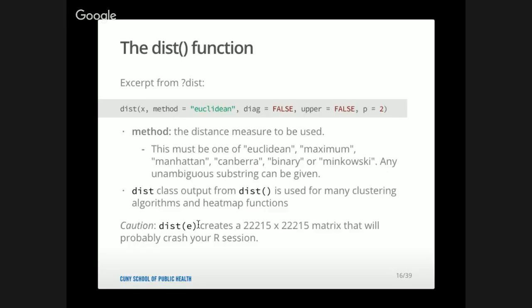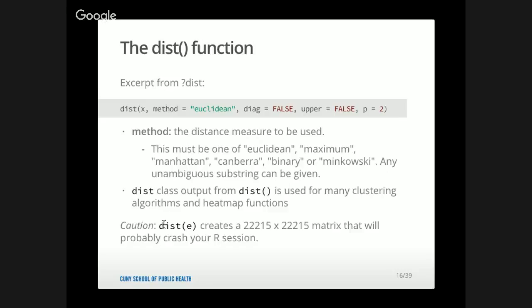And just a reminder, a caution: if you did dist directly on E, you create this 22,000 by 22,000 matrix that's got about, I don't know, 500 million elements in it. You probably don't have enough memory in your computer to store that. So just remember that dist operates on rows. I did this a couple of times while preparing this lecture. It didn't actually crash my computer, but it did crash RStudio, and I had to kill RStudio and start over.